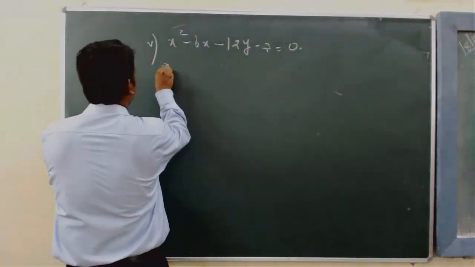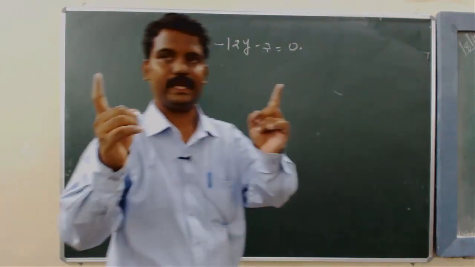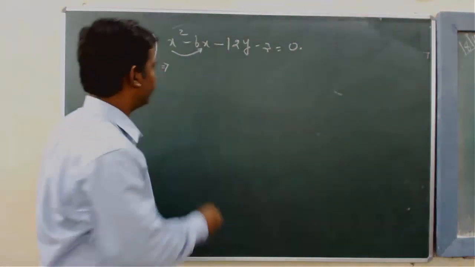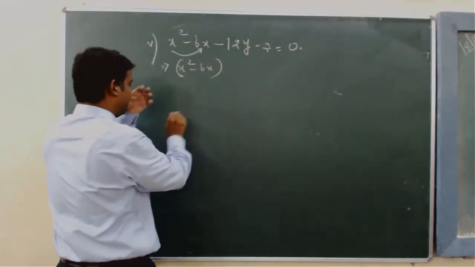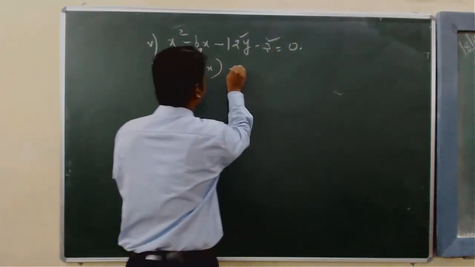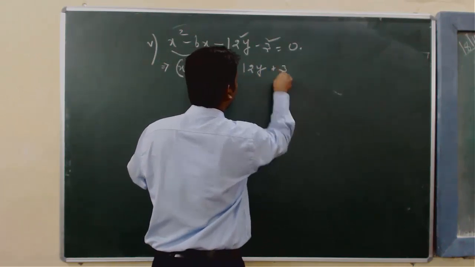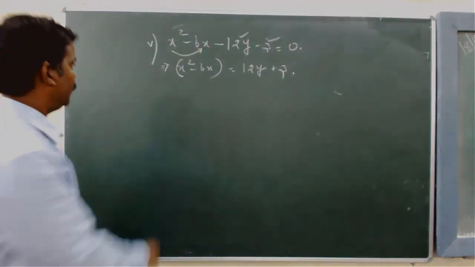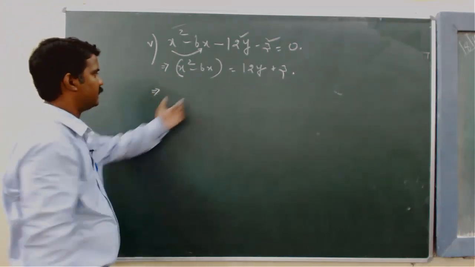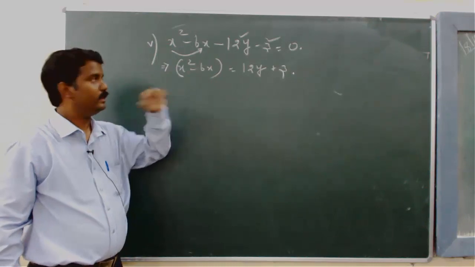ரைட்? நெக்ஸ்ட் ஸ்டெப் x square and x term. x square and x term நீங்க கம்பைன் பண்ணணும், குரூப் பண்ணணும். சரியா? இந்த மாதிரி x square minus 6x இந்த ரெண்டு டேர்மை என்ன பண்றீங்க? ரைட் ஹேண்ட் சைடுக்கு ஷிஃப்ட் பண்ணுங்க பார்க்கலாம். You will get 12y plus 3, and this implies left hand side என்ன பண்ண போறோம்? We are going to bring it as a perfect square as I told you already.